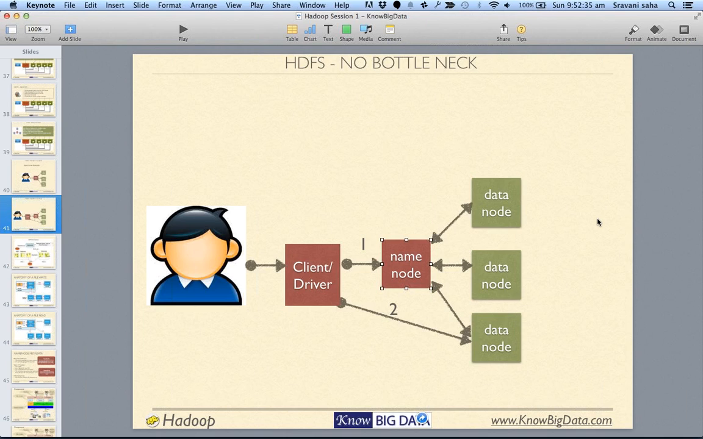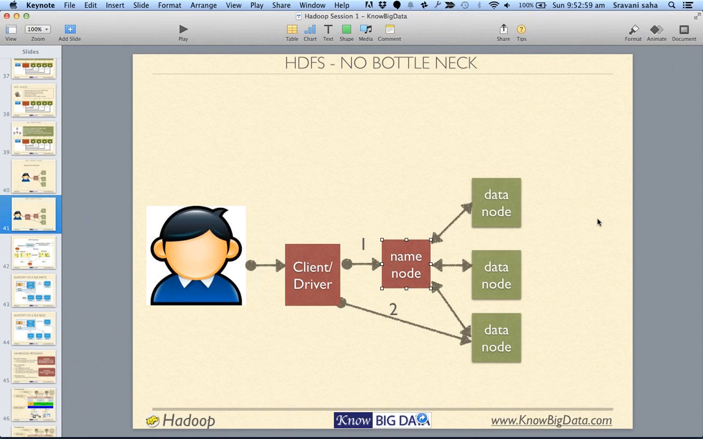Syam and Sanjay, have I answered your question? Okay. So Syam's question further is, for performance needs, are there situations where there are multiple name nodes and load balancing between the name nodes is done? So there is only a single name node at any point of time.